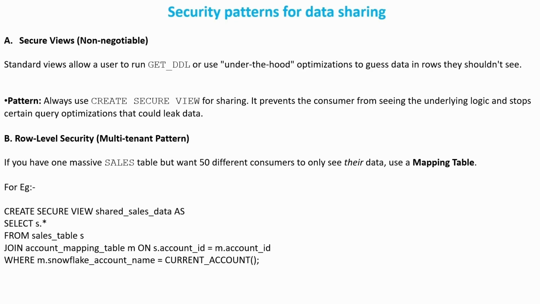Second is row level security. This is a massive one. If you have one massive sales table but you want 50 different consumers to see only their respective data, you can create a mapping table, create a view, and join them based on the roles. In that way, it will ensure that only the respective consumer can see the respective data, nothing more and nothing less than that.